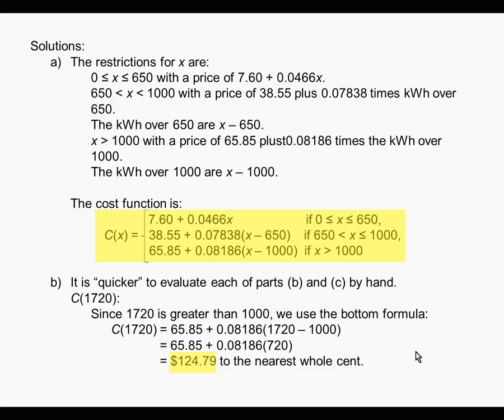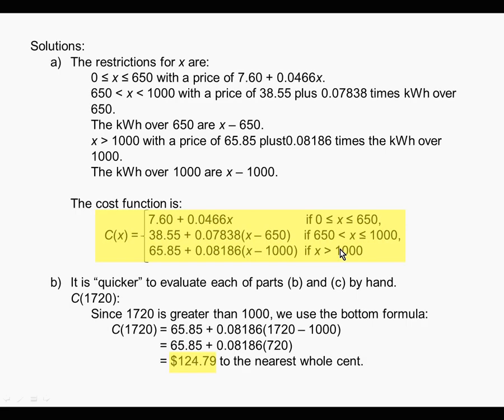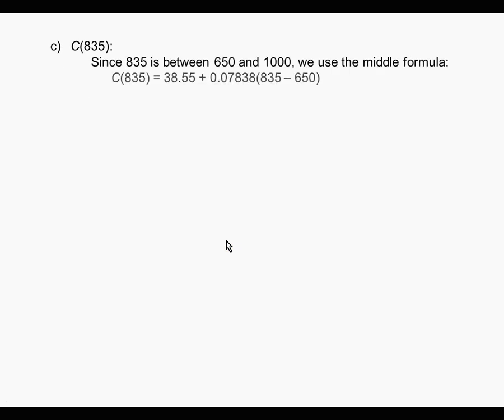And then for part C, we were looking for 835 kilowatt hours. So C of 835, you're between 650 and 1,000, so you'd use the middle formula, right? Going back, you'd be using this one. 38.55 plus 0.07838 times 835 minus 650. So 38.55 plus 0.07838 times 185. And to the nearest whole cent, $53.05.